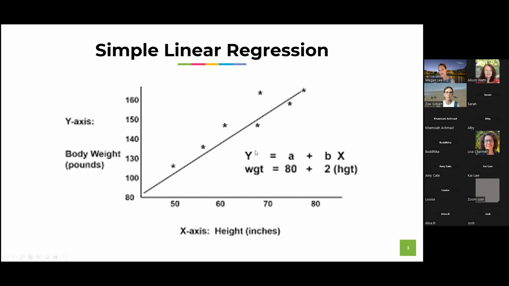So if we're predicting the person's weight, we're always looking to predict the outcome, which is why we look at the intercept. So everybody starts here at 80, plus for every 2 inches, so B equals 2, weight goes up by 2 pounds. And that's what makes this the slope.